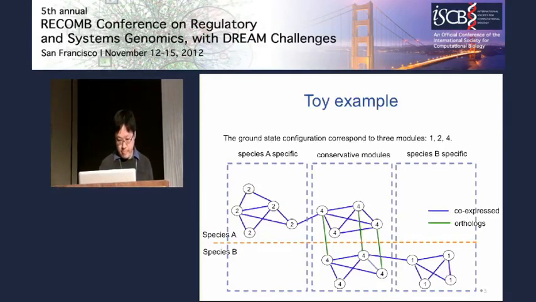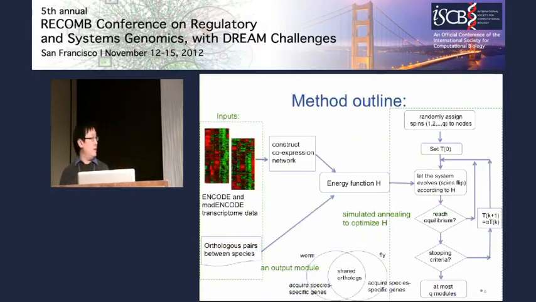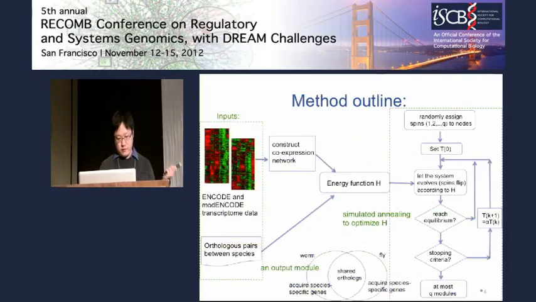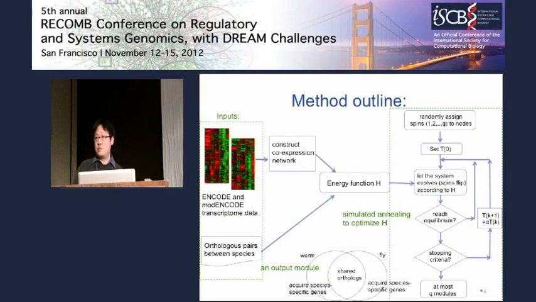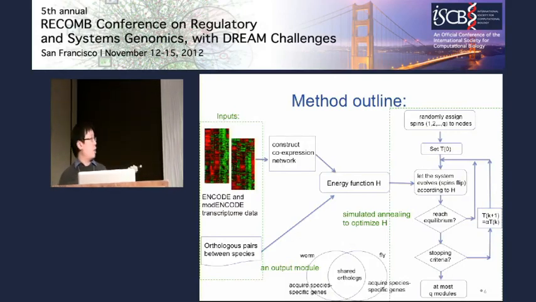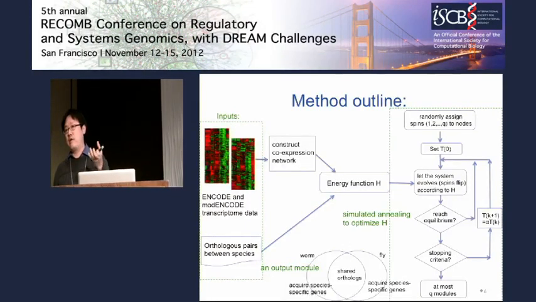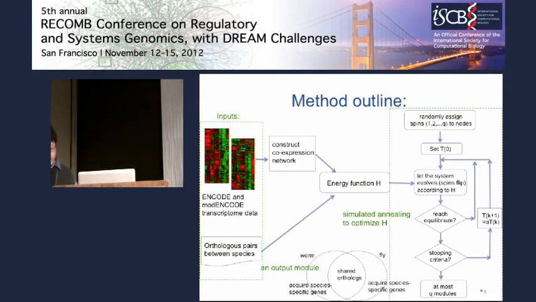So it's possible. Now just a little bit of detail on the algorithm or the method we outlined. I explained the use of this energy function, H. The input of the algorithm is basically two types of input. One is the orthologous pairs between the species, and the other is the transcriptome of different species. The analysis I will show you is based on the transcriptome data from modENCODE and the ENCODE project. So they are the worm transcriptome across different developmental stages, and also the human transcriptome across different cell lines. We use this transcriptome to construct a co-expression network and arrive at the energy function.